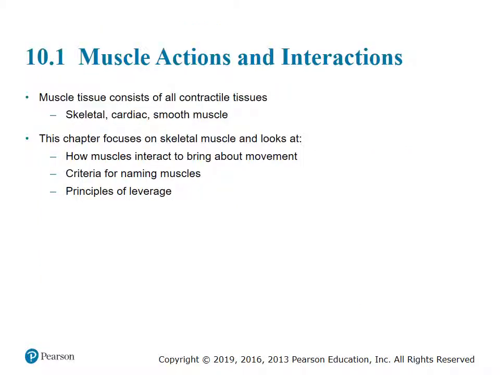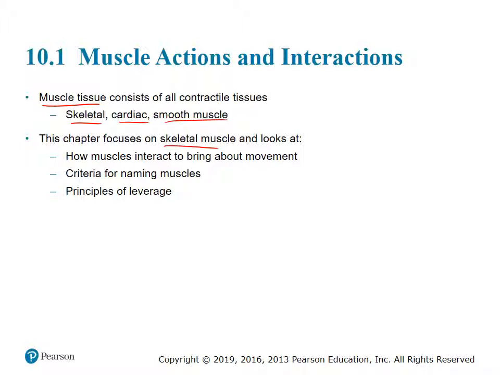So when we look at muscle action, muscle tissue encompasses not only skeletal, but also cardiac and smooth. We mention it here, but we won't discuss cardiac and smooth muscle per se. We discuss that more when we get into the cardiovascular system in the second part of anatomy and physiology, and smooth muscle when we get into the digestive system in anatomy and physiology two.